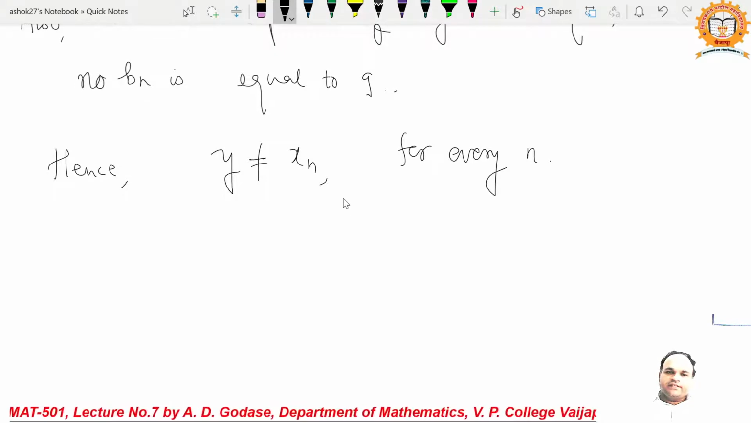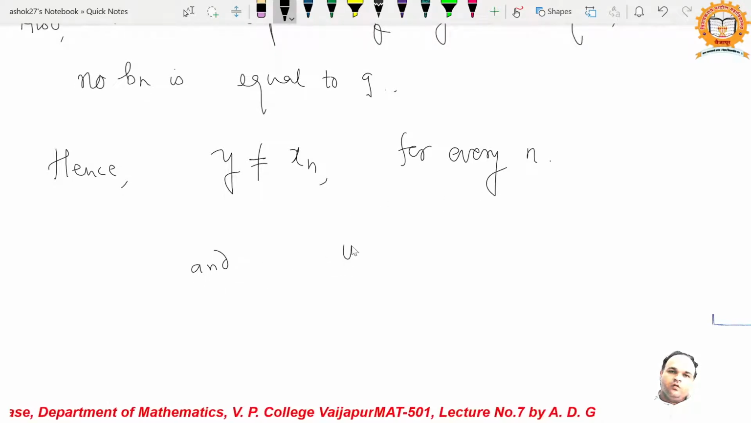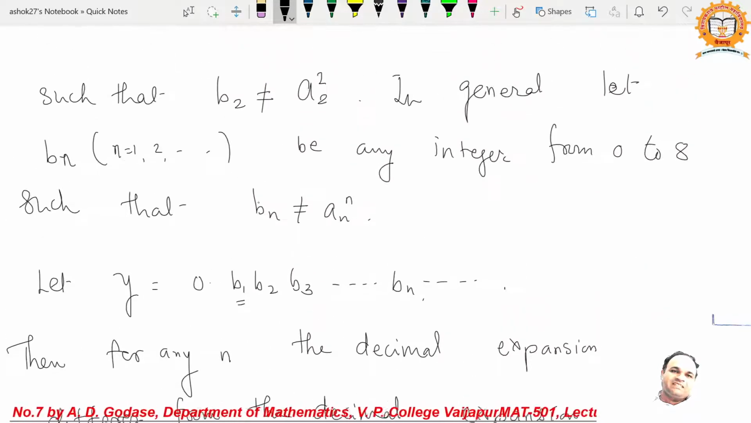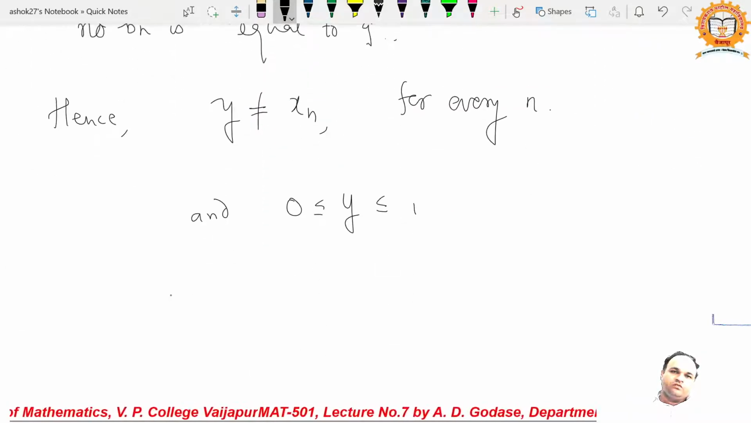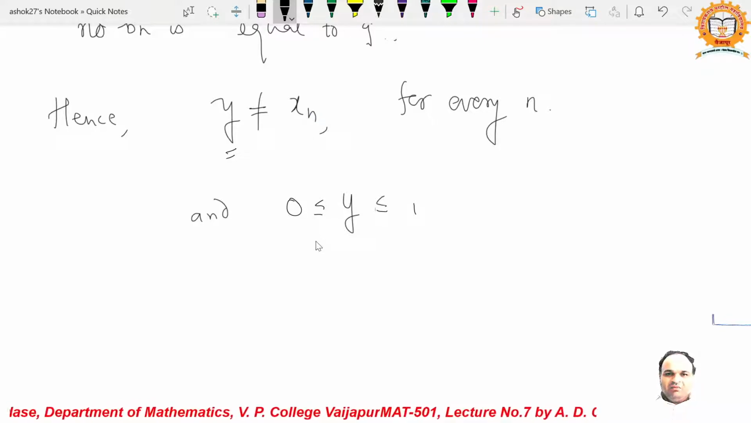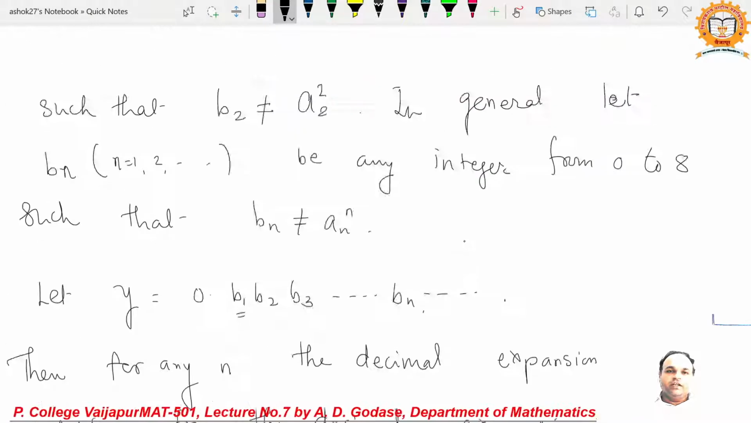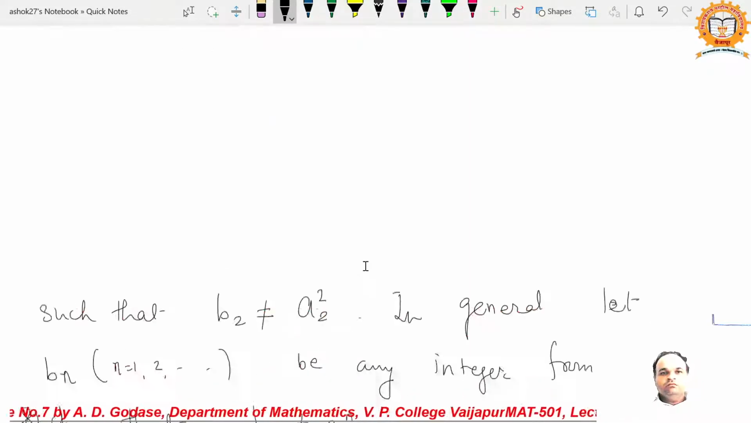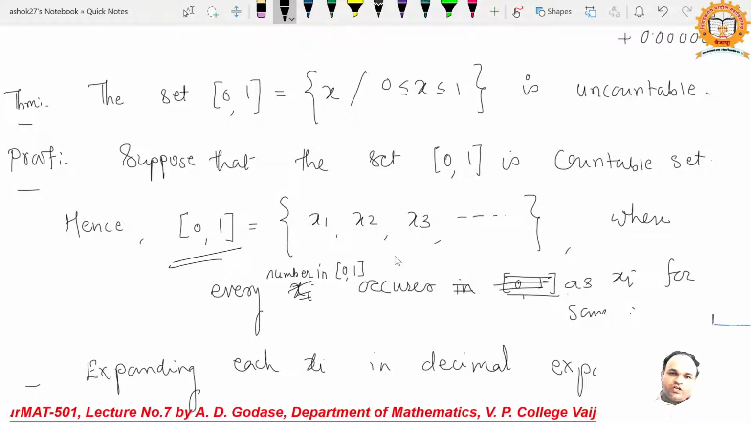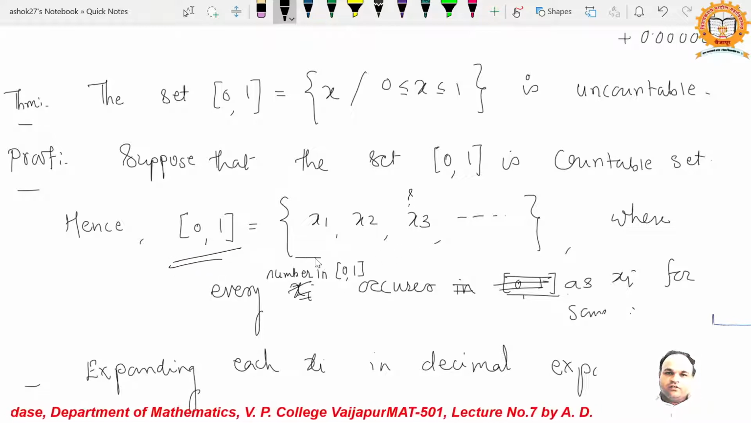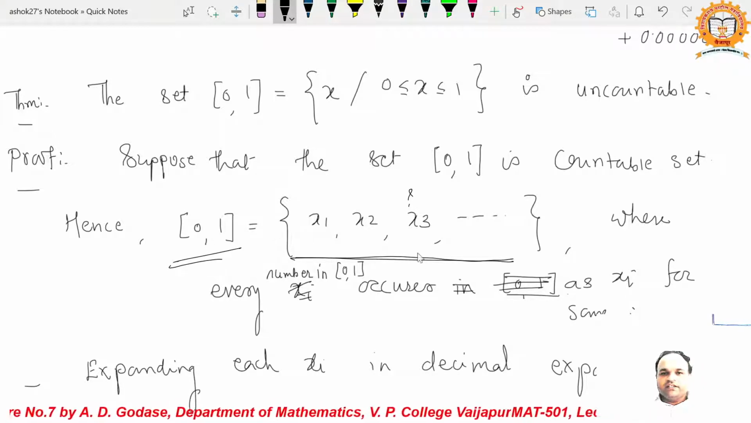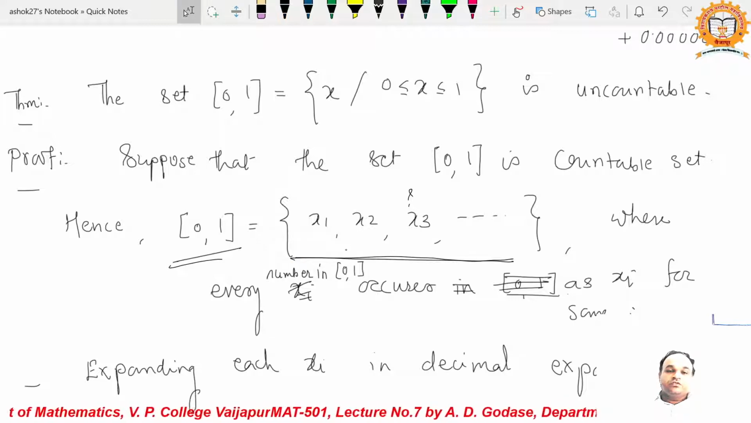Hence y is different from xn, and y is less than or equal to 1 and greater than or equal to 0, because what is y? It is point something, so naturally it lies between 0 and 1. So I am getting one real number y which is different from xn, but it lies between 0 and 1, means I am getting one real number in this set, the closed interval 0 1, but it is not here. So it is not in this set. It is a contradiction to the closed interval 0 1 being a countable set with its counting given by this. So it's not possible.